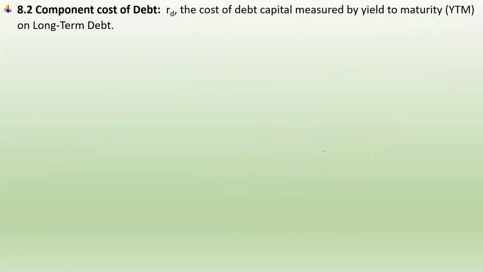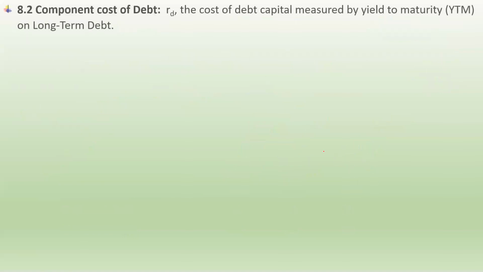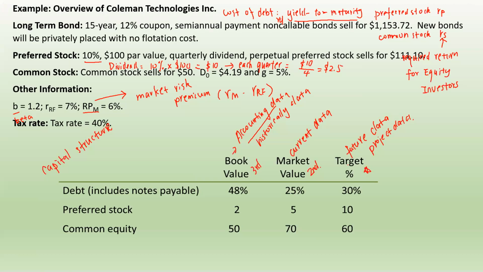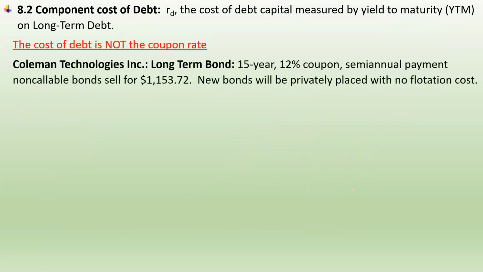So let's focus on this company, Common Technologies. Here we have the target capital structure weights. We need to find the cost of each component, which is basically the return for each component. The first one is the cost of debt, which is the return to the debt investors. It's the yield to maturity. So again, it's the yield to maturity, not the coupon rate.